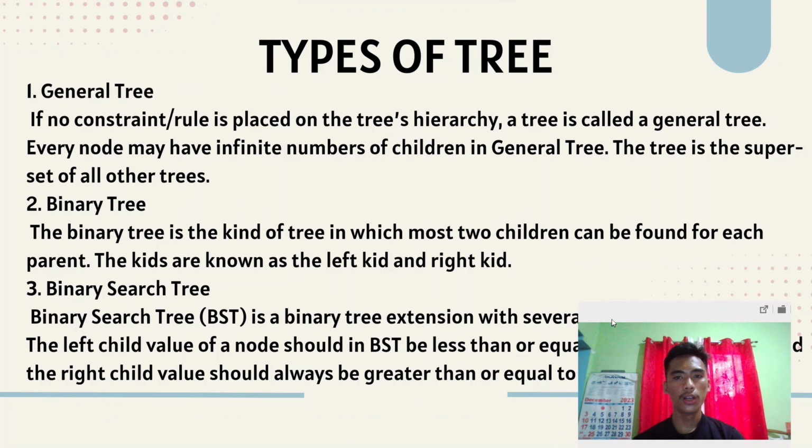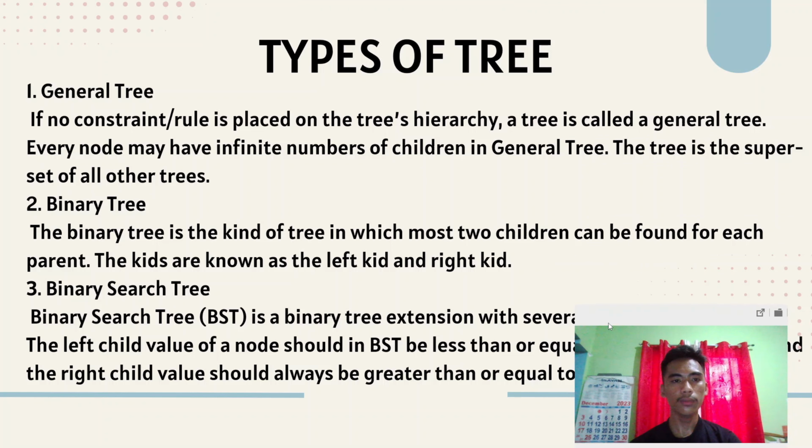There are three types of trees. First is the general tree. If no constraint or rule is placed on the tree hierarchy, the tree is called a general tree. Every node may have an infinite number of children in a general tree. So the general tree is a superset of all other trees.